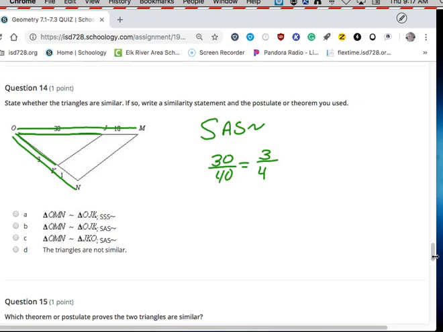So I go OMN to OJK, and that's the order I want, but I want side angle side, so I want selection B.